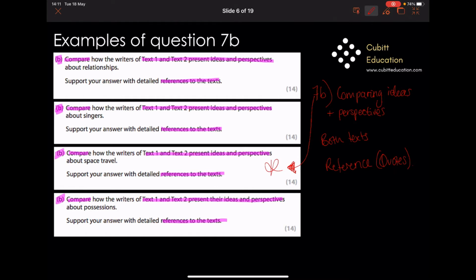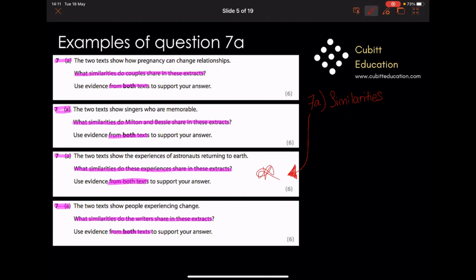Now, if you don't want me to read through these texts, that's fine. Just fast forward until you get to the right section, and you can go through your answers, especially if you've already done it. Be careful, because 7a is worth 6 marks.